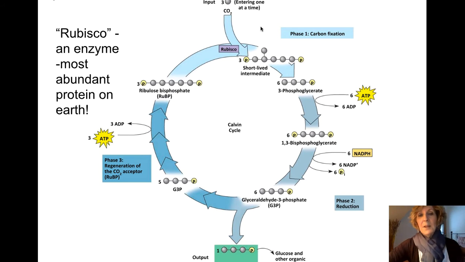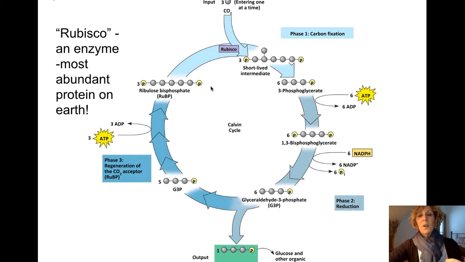Carbon dioxide is going to come in. It's going to enter through the stomata of the plants, and the first phase is called carbon fixation. The Calvin cycle has three parts: carbon fixation, then a reduction phase, and then the last phase is called the regeneration of RuBP.